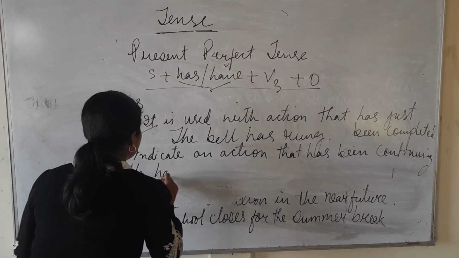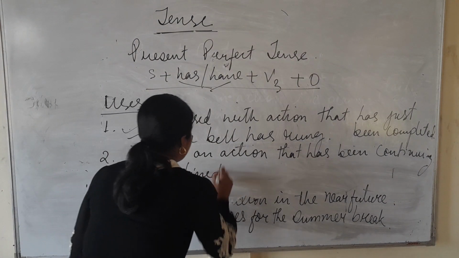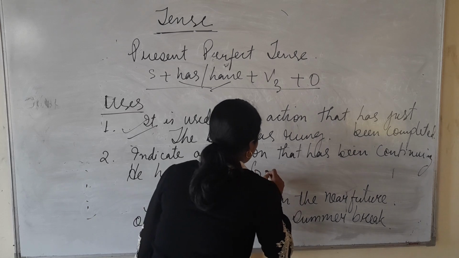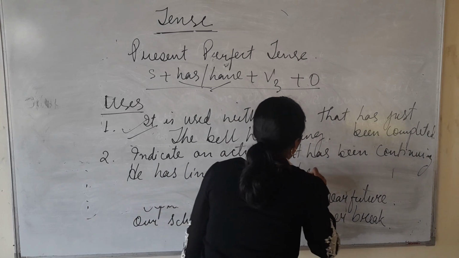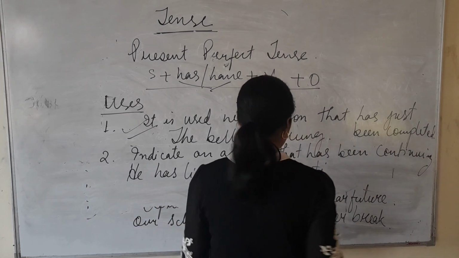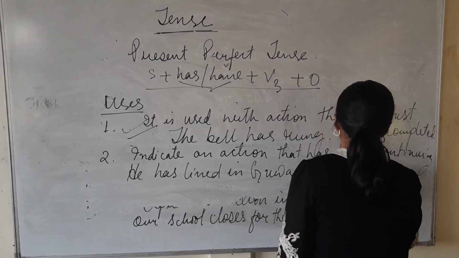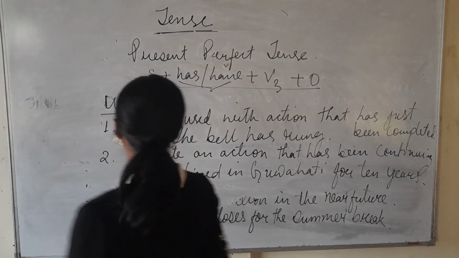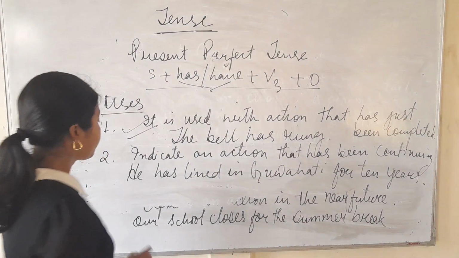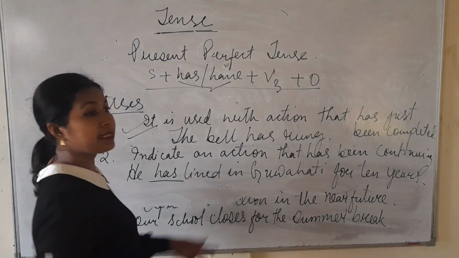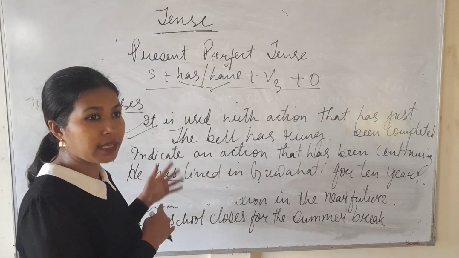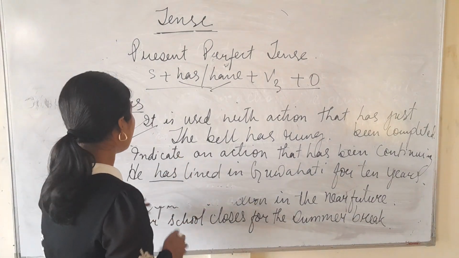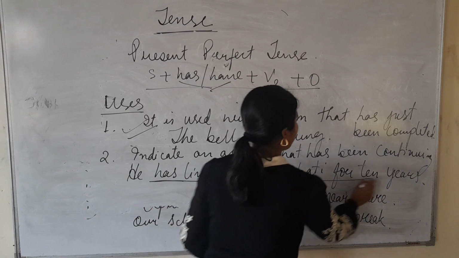He has lived in Guwahati for 10 years. So now we have a sentence, he has lived in Guwahati for 10 years. The person is still living in Guwahati since 10 years back till now, right? So he has lived in Guwahati for 10 years.